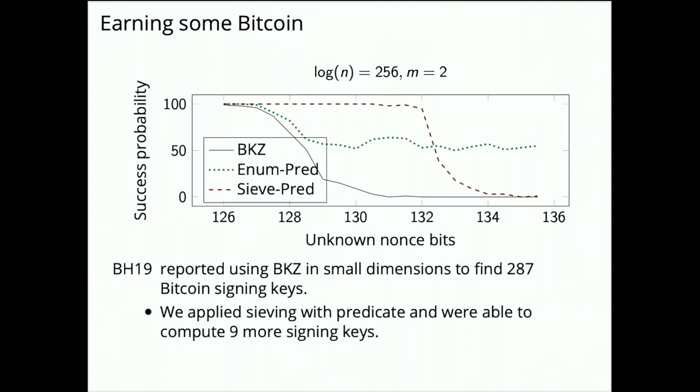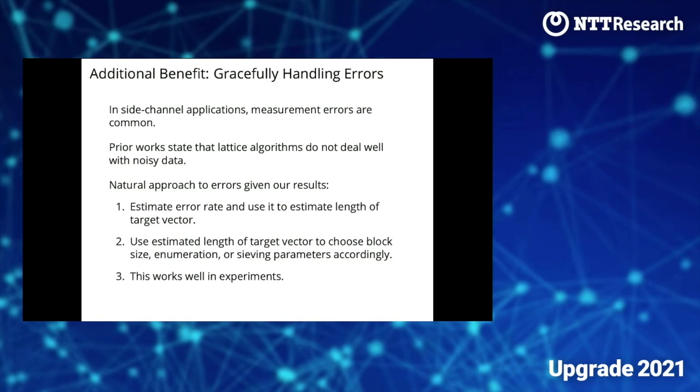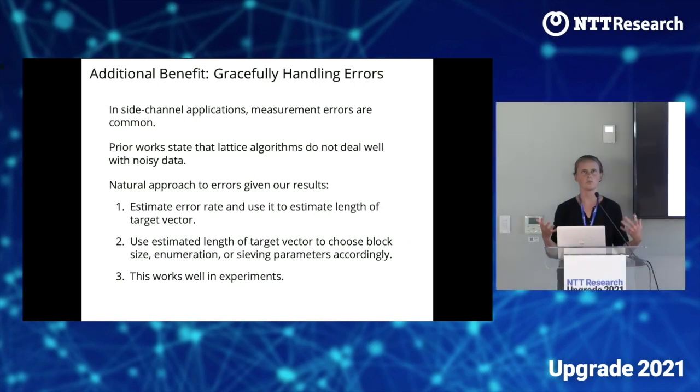So, but I will say that the Bitcoin and Ethereum and other blockchains are a rich source of implementation errors in cryptography, so that has been fun. Another benefit to this work is it's often thought that lattice algorithms don't cope well with error. And error is something that comes up a lot in the context of side channel attacks because you have inexact measurements. It's really hard to tell whether you had 7 bits of zeros or 8 bits of zeros.